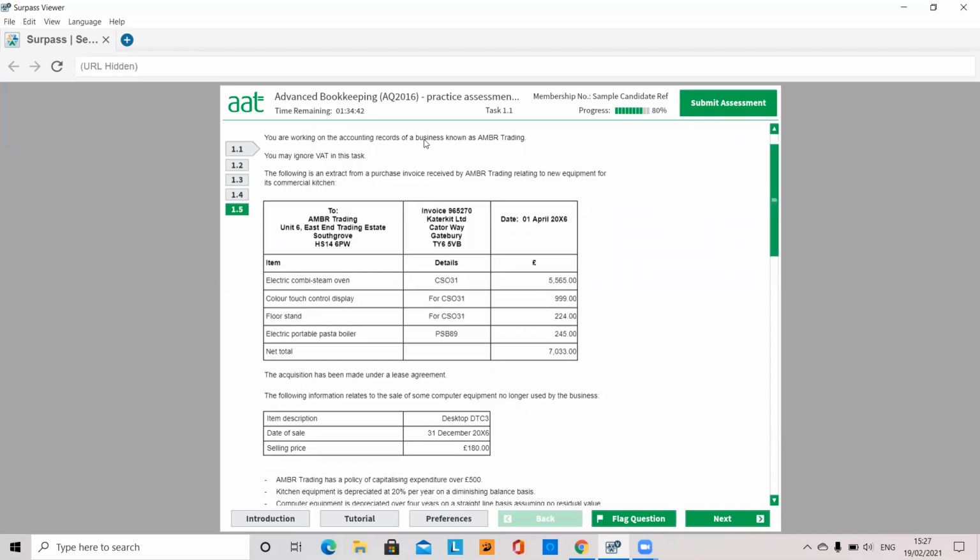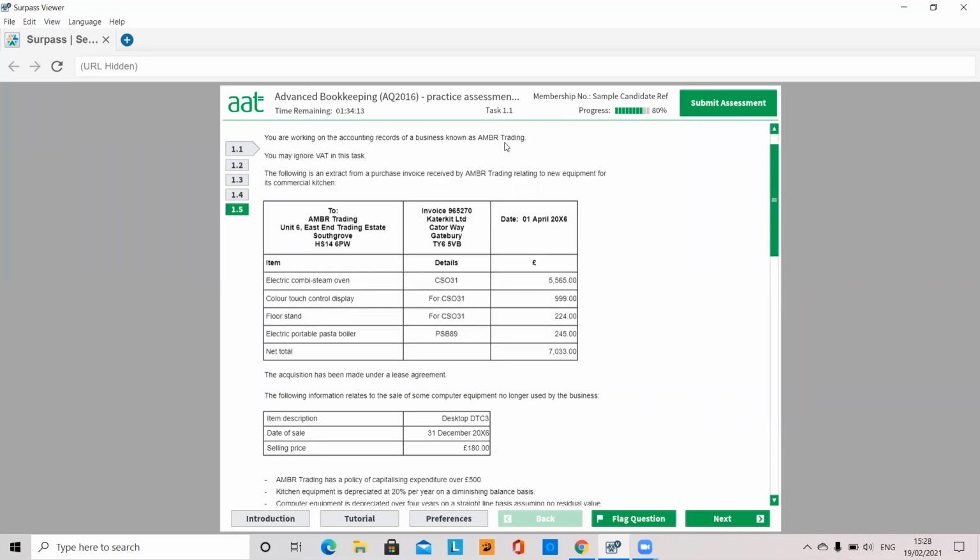So this one says we're working on the accounting records of a business known as AMBR Trading. You may ignore VAT for this task. It says the following is an extract from the purchase invoice relating to AMBR Trading for new equipment for its new kitchen. When it comes to working out the costs, it's the costs involved to get it up and running, so it's working.